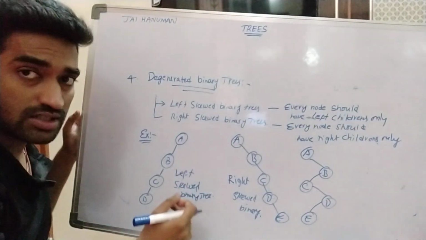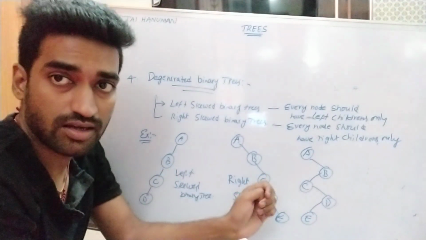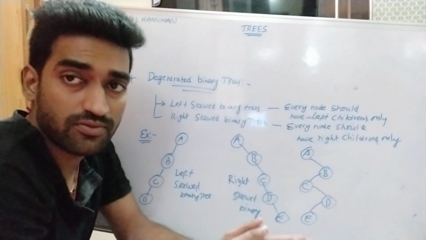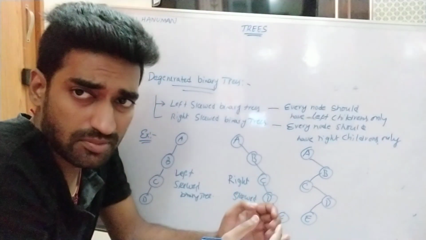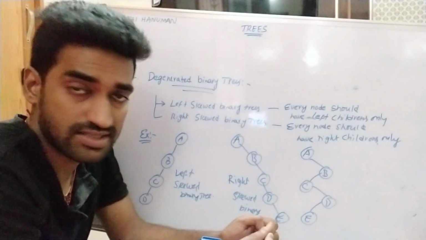So this is about what a binary tree is, what the maximum number of nodes and minimum number of nodes are, what the height is, as well as the maximum height and minimum height of binary trees, and types of binary trees, right?